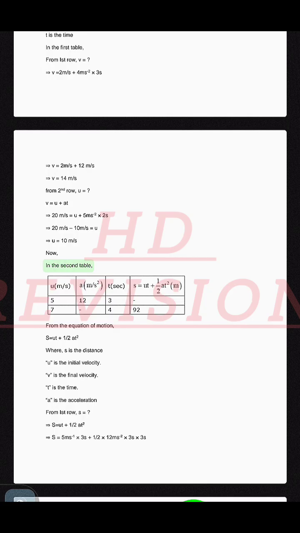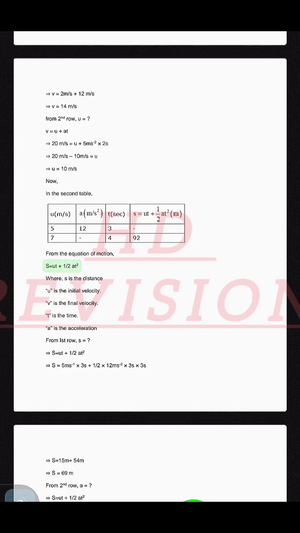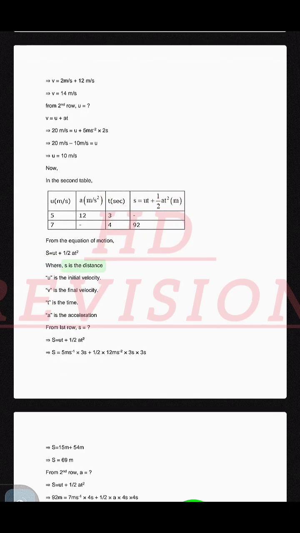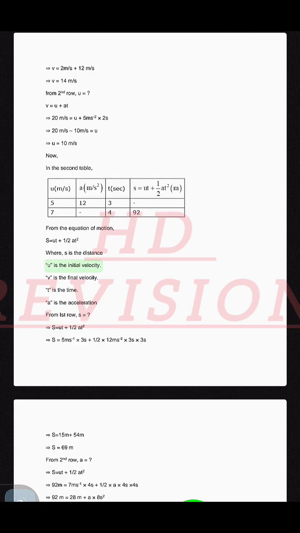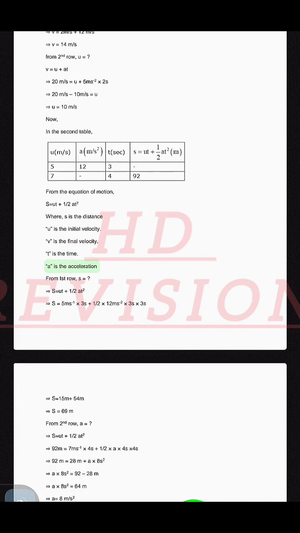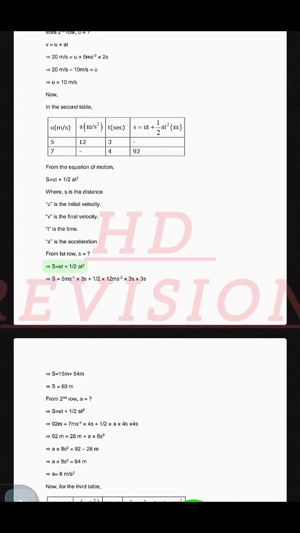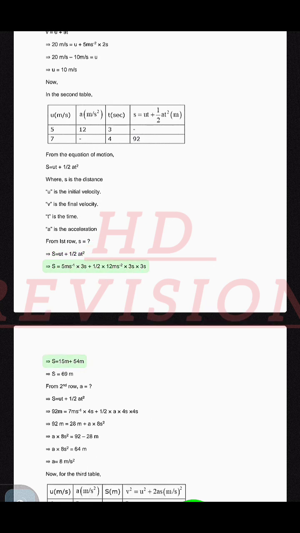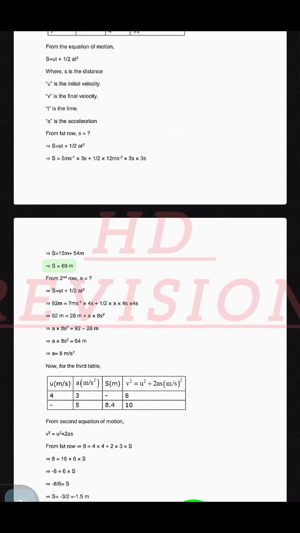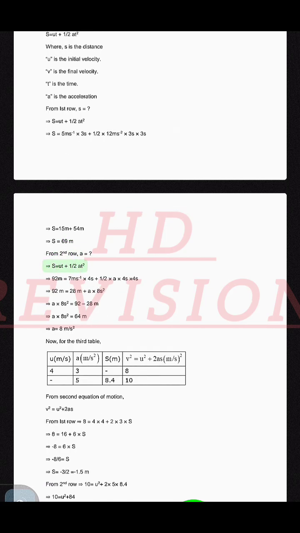Now, in the second table, from the equation of motion, s equals ut plus 1/2 at², where s is the distance, u is the initial velocity, v is the final velocity, t is the time, a is the acceleration. From the first row, s equals ut plus 1/2 at². s equals 5 m/s times 3 s plus 1/2 times 12 m/s² times 3 s times 3 s, s equals 15 m plus 54 m. s equals 69 meters.